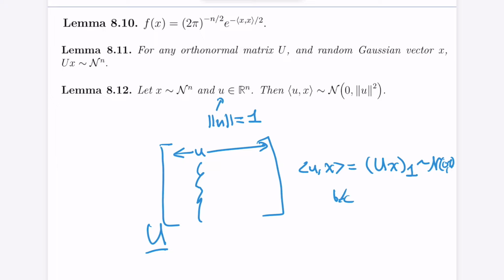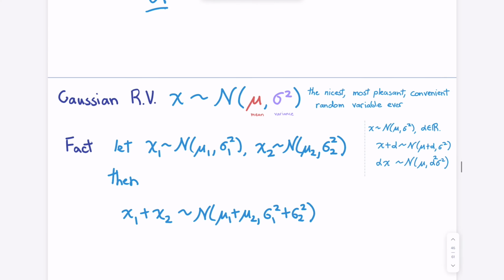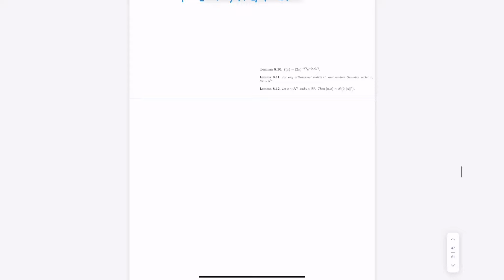because Ux is just a rotated normal distribution in high dimensions. So rotational invariance gets you for free, by encoding your sum as the first row of a rotation, that the sum of Gaussians is a Gaussian. That's the one trick I wanted to show off. So that comes for free.